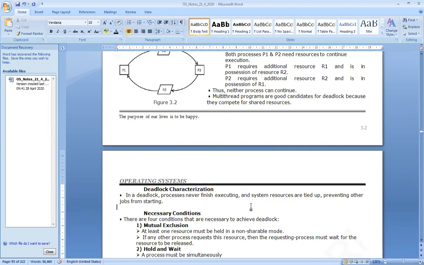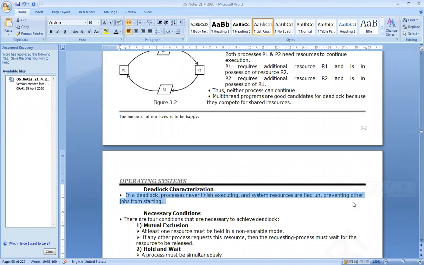So what does deadlock characterization mean, or what are the characteristics of deadlocks? In a deadlock, a process never finishes executing, and system resources are tied up, preventing other jobs from starting. So in a deadlock situation, the process never finishes execution; it is simply waiting for one more resource to complete. The system resources are simply tied up among the processes, preventing other jobs from starting. That is called a deadlock situation.